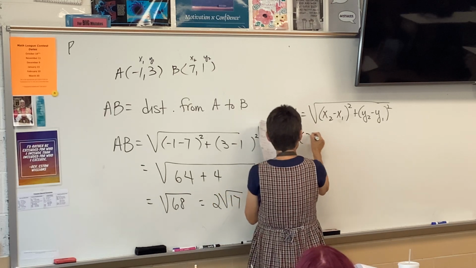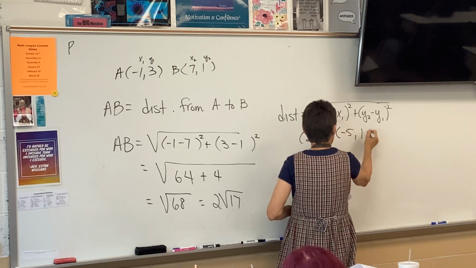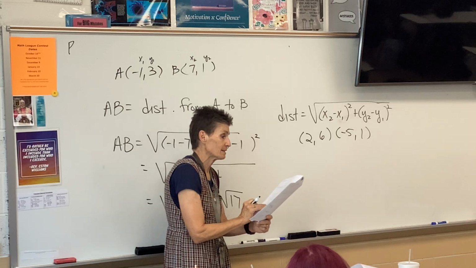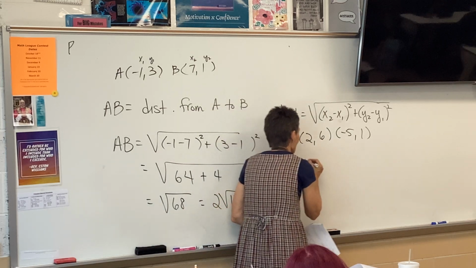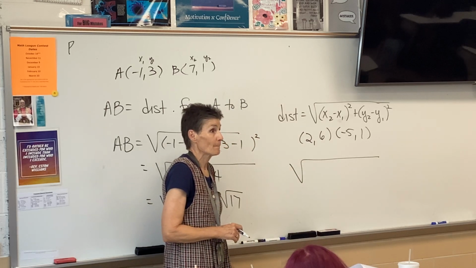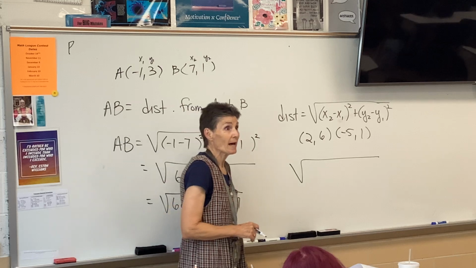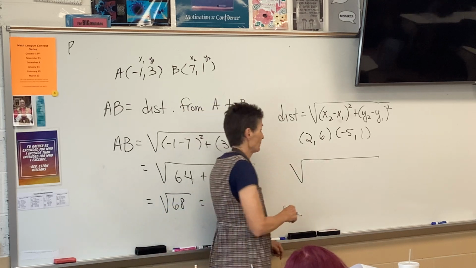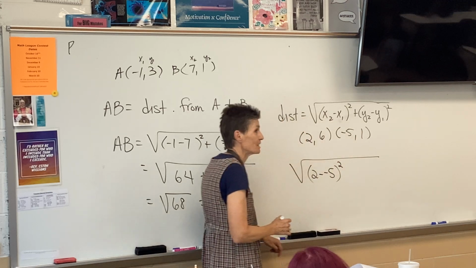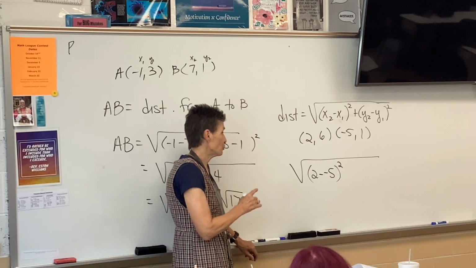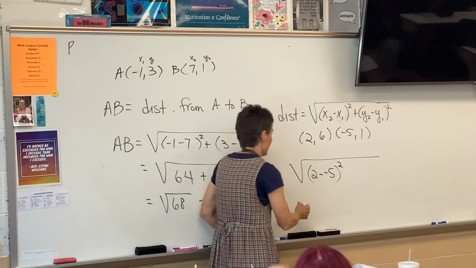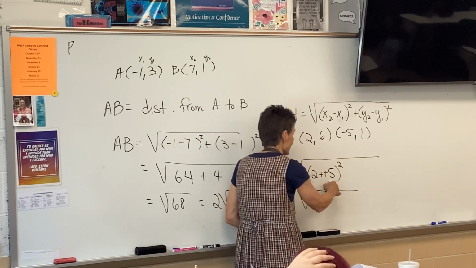B, our points are 2, 6, and negative 5, 1. All right, so let's do this one together. Then I'm going to have some volunteers come up to the board and practice the next one. Here we go. Here's my radical. What does my formula tell me to do? Subtract my x's. So 2 minus negative 5. Watch your signs, because 2 minus negative 5 is going to turn into a plus. I'll go ahead and do that. That's going to be 7 squared, 49.